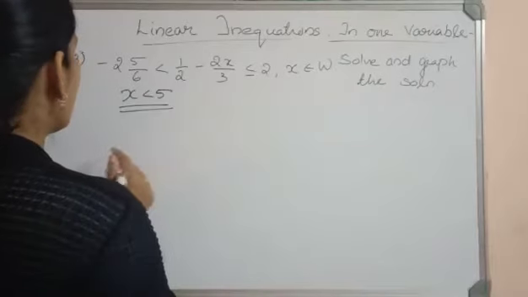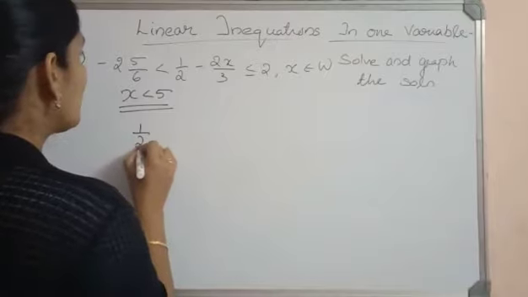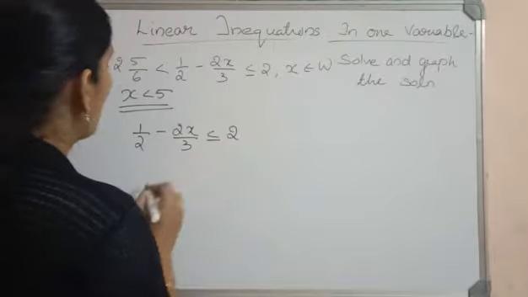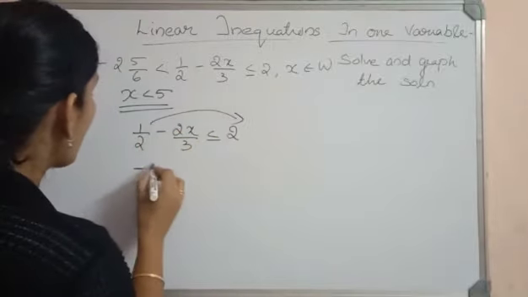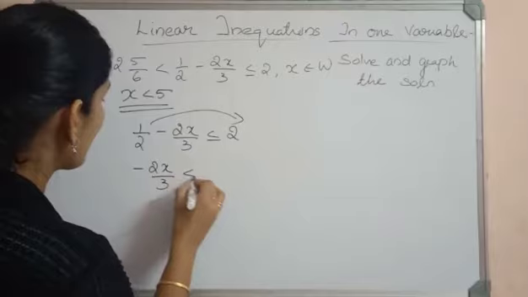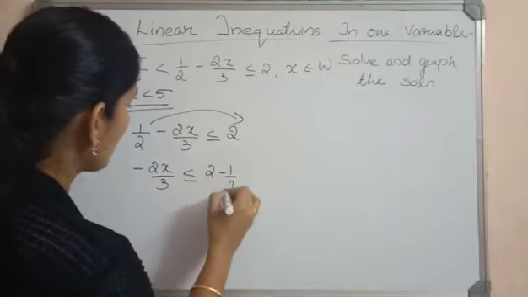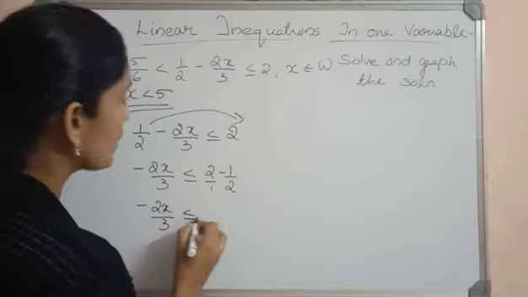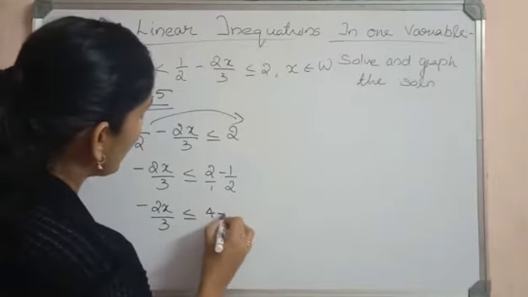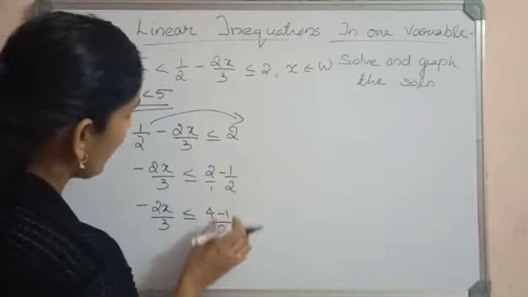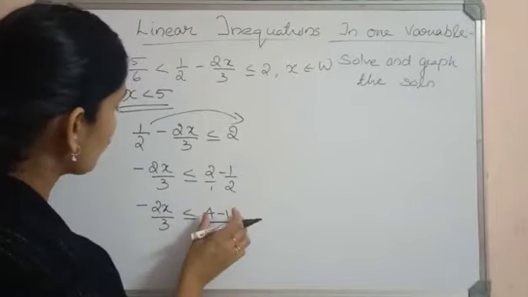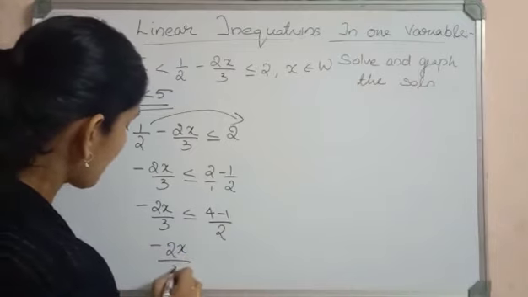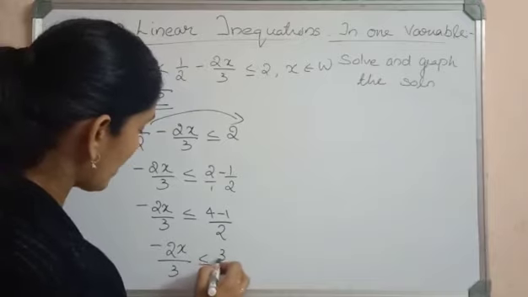Consider the second part. This will be 1 by 2 minus 2x by 3 less than or equal to 2. Bring 1 by 2 to the other side. Minus 2x by 3 less than or equal to 2 minus 1 by 2. This is same as minus 2x by 3 less than or equal to 4 minus 1 by 2. Here we are taking the LCM, 2 is the denominator, and we get this as 4 minus 1 by 2. Then this is minus 2x by 3 less than or equal to 3 by 2.